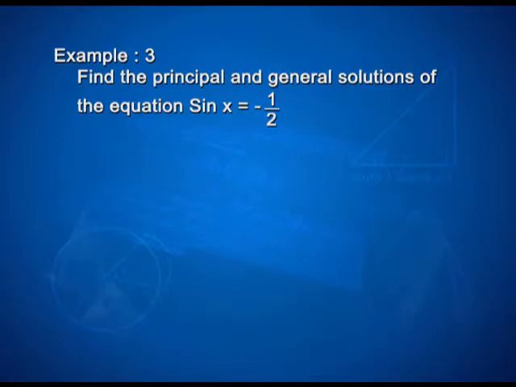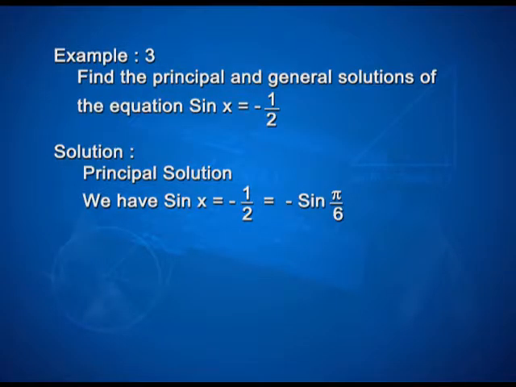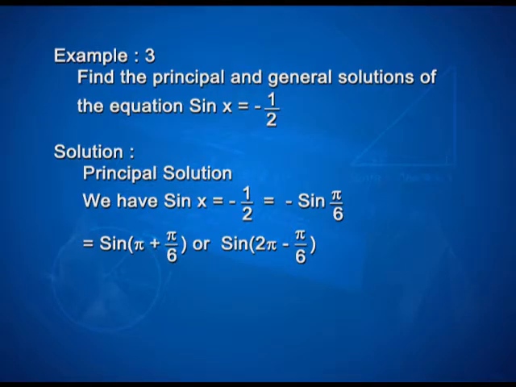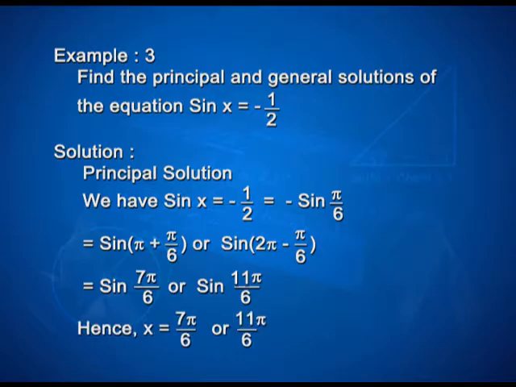In this example, we will find both the principal and the general solutions of the equation sin x is equal to minus 1 upon 2. For the principal solution, we have sin x is equal to minus 1 upon 2, which can be written as minus sin pi upon 6, that is equal to sin of pi plus pi upon 6, or sin of 2 pi minus pi upon 6, which again can be simplified as sin 7 pi upon 6 or sin 11 pi upon 6. Hence, x is equal to 7 pi upon 6 or 11 pi upon 6.